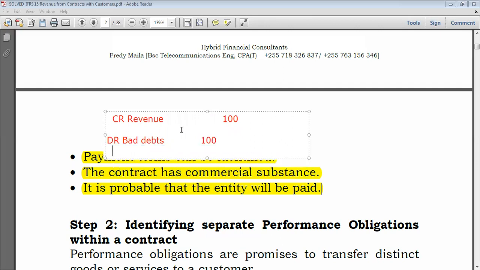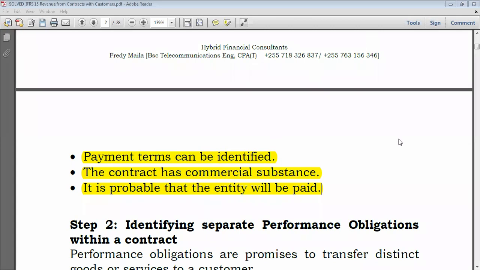What have we remained with? You have revenue here, 100, but also bad debts, 100. Revenue is in the income statement and increases the profit, and bad debts is an expense that reduces profit. So the net amount here would be 0. That's why we say that if it is not probable that you will be paid, there is no need to recognize this revenue. That's why you have to check for the probability first. So this is what we'll go through.